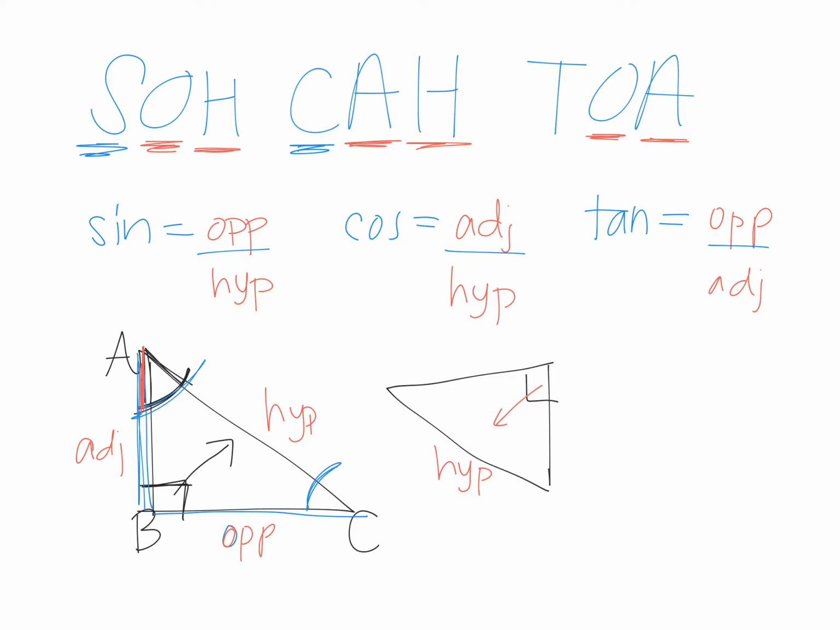So let's try this one. I'll call this A, B, C. And I'm going to ask you, in relation to angle A, label the sides of the triangle. Which side is opposite angle A? BC, good. Which side is adjacent? AB, because this side touches the angle. It's next to the angle, it forms the angle.